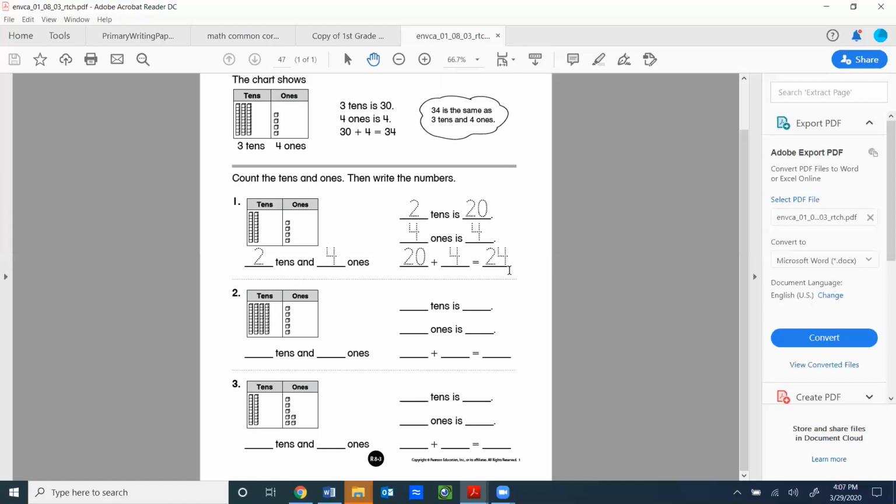You are going to do the same thing for numbers 2 and 3. You're going to look at the ones place, write how many are there, look at the tens place, write how many are there, and then you're going to proceed and say blank tens is blank. Blank ones is blank. Blank plus blank is blank. Now, you're going to say the tens first and then the ones. You're going to repeat the same thing for number 3.